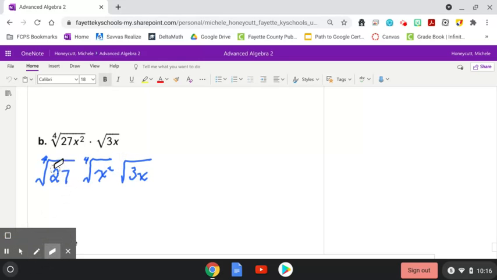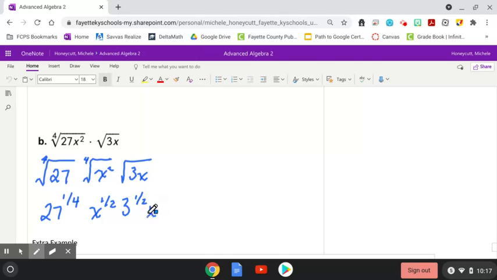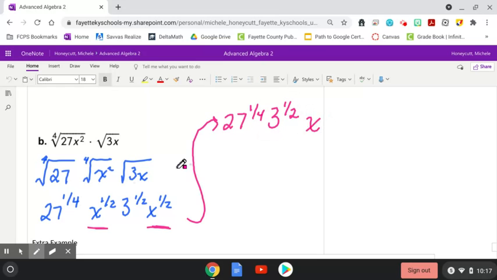Okay, so then what if we split everything into fraction exponents? 27 to the 1/4, x to the 2/4, which is x to the 1/2, 3 to the 1/2, x to the 1/2. Well, right off the bat, I can see I can go ahead and combine the x to the 1/2 because they have the same base. I can add the exponents. Cool. So now I have 27 to the 1/4, 3 to the 1/2, and then x, if I add the exponents, 1/2 plus 1/2 is x to the first power.